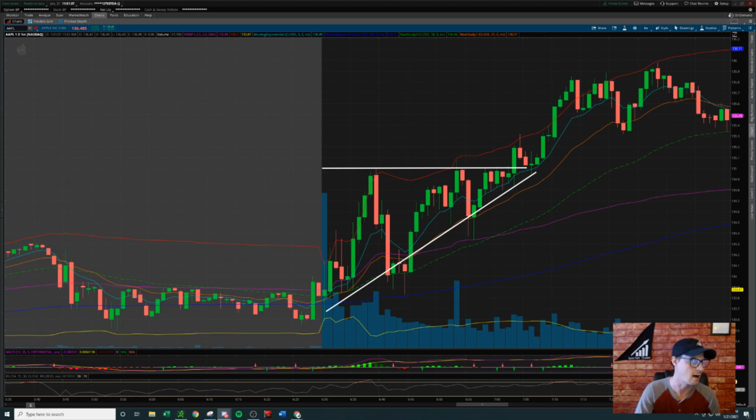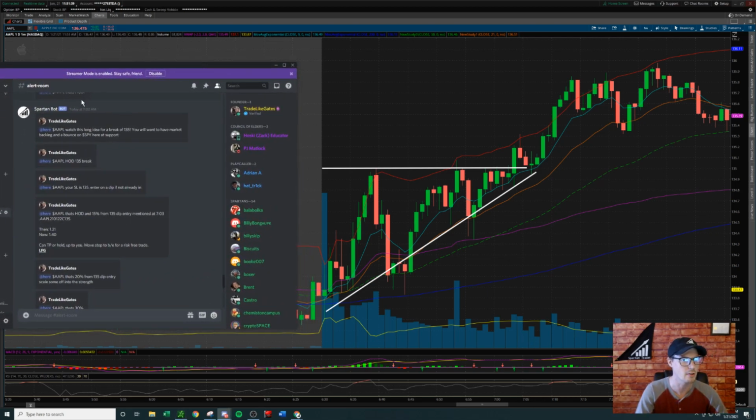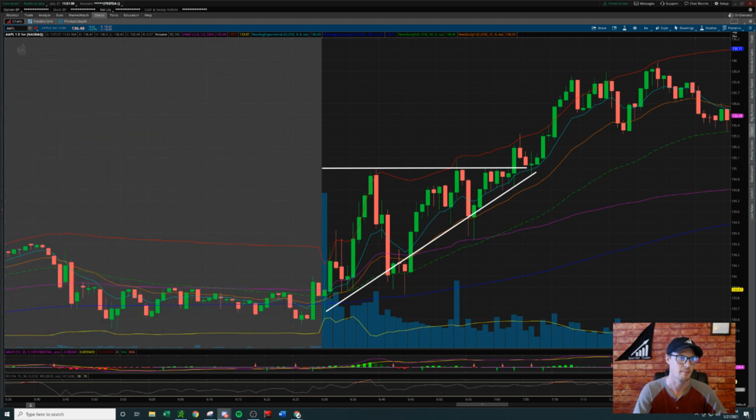All right, so if I'm going to the alert room now. At 7:02, I mentioned Apple. Watch this long idea for a break of 135. You want to have market backing and a bounce on SPY at support. On the watch list, I also give out levels. Here, let me show you.